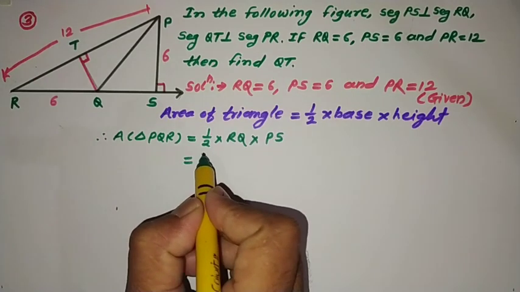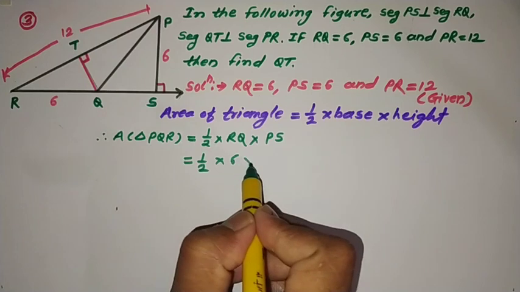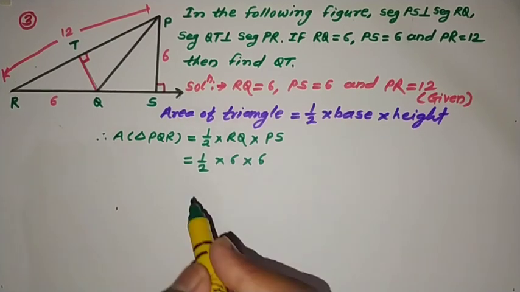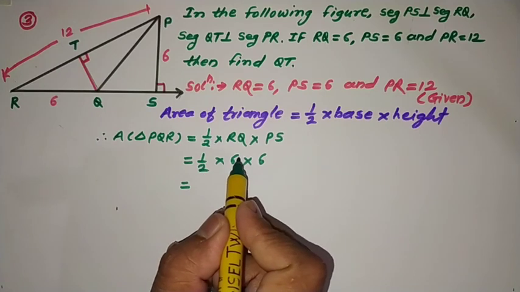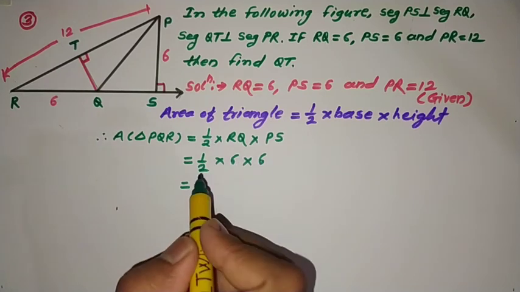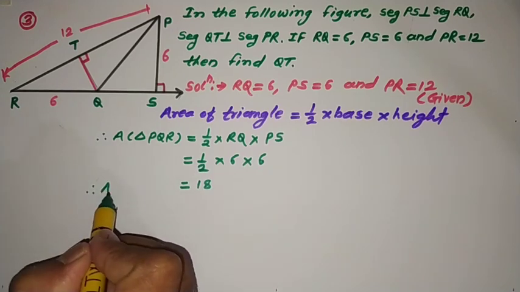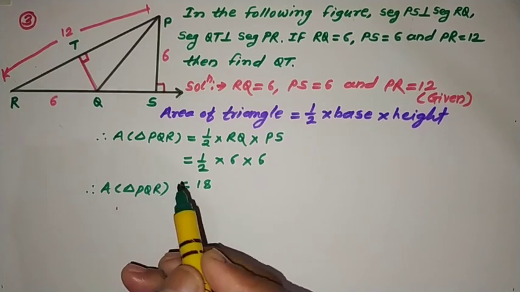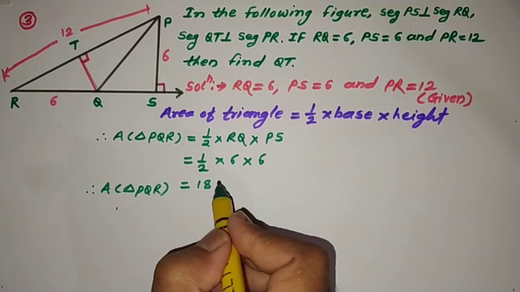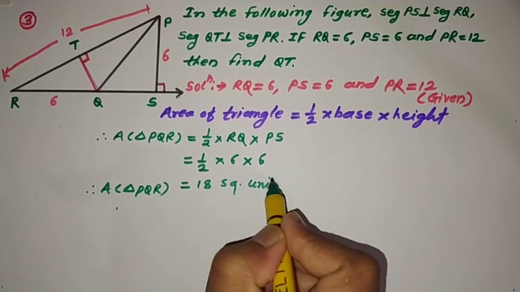Here the base of triangle PQR is RQ and the height is PS, is equal to 1/2 into 6 base and 6 height. Here 2 3s are 6 and 3 6s are 18. Here the area of triangle PQR is equal to 18 square units.